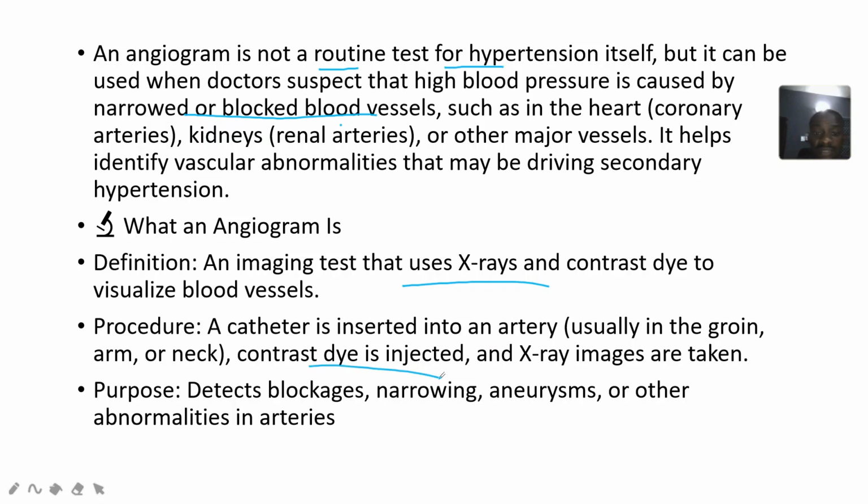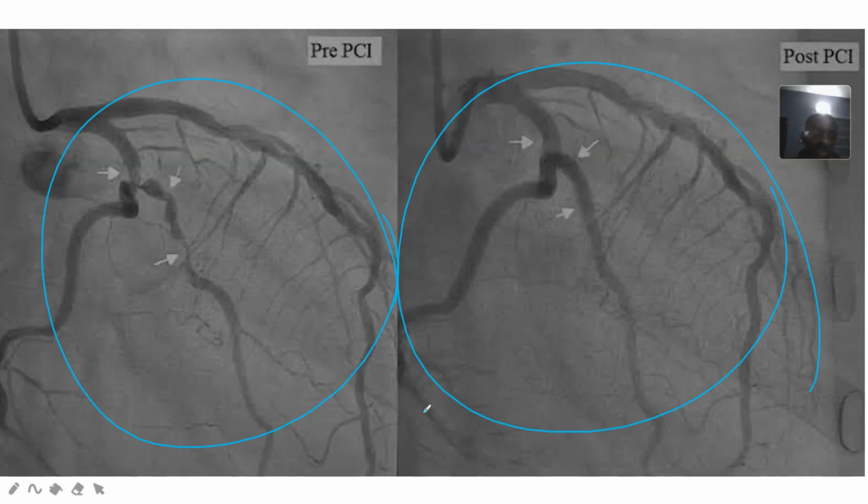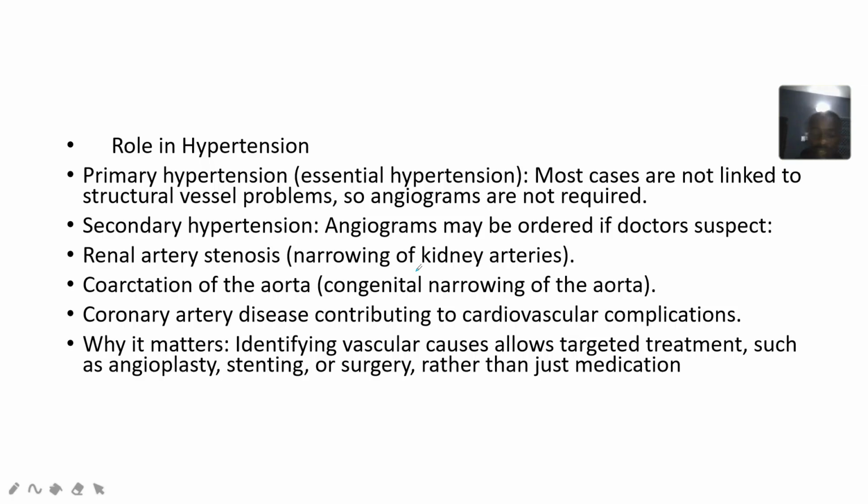So the contrast is injected, and goes up to the level of the heart because every blood has to pass through the heart. So they time it when the contrast is around the heart, they'll take the image. So to detect if the blood vessel is blocked, narrowed, or there's an aneurysm or any abnormality in the blood arteries. So what's the role of this test in hypertension?